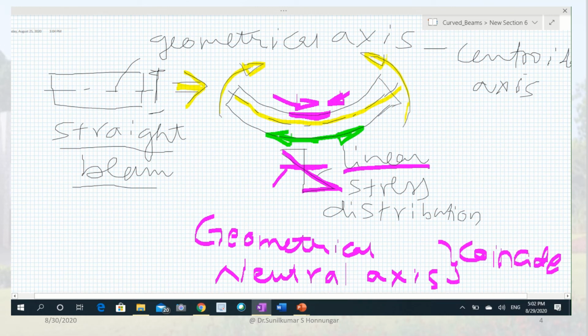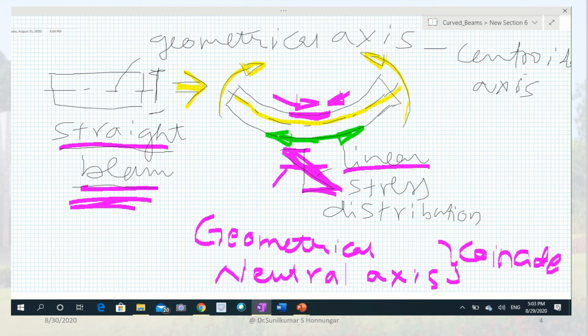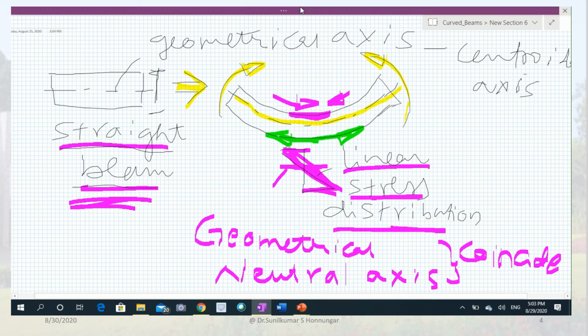So when you consider it as a straight beam, both the geometrical axis and neutral axis coincide, and the stress pattern is linear in the case of a straight beam. That is the narration, which is not true in the case of a curved beam. Why is it not true? Because the curved beam, initially, will not be straight as it is over here, it will be curved. Because of that, the stress pattern will not be linear, it will be curvilinear, which I will be showing in the next slide.